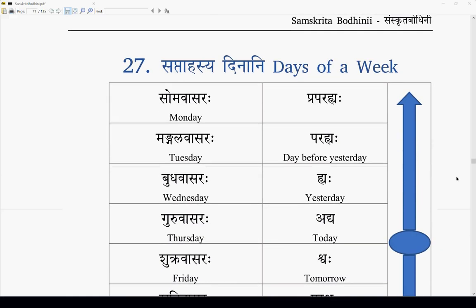Like here, I started with Saptahasya Dinani. Now, I said Saptaha means week. If you just try to remember Saptaha as week, you can remember and use it. But understand what Saptaha is, how it is formed. Then you actually appreciate and enjoy the language, how it is formed. And it will be easier to remember also.